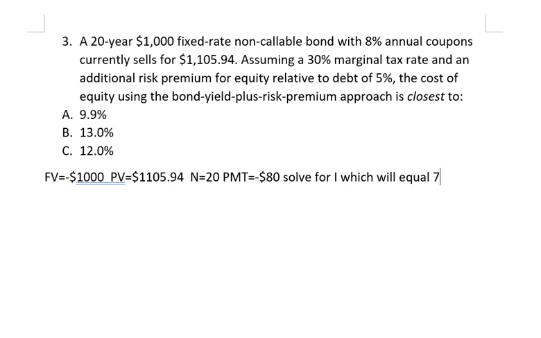The bond yield plus risk premium approach is calculated by adding a risk premium to the cost of debt, i.e. the yield to maturity for the debt, making the cost of equity 12%. The answer is C.